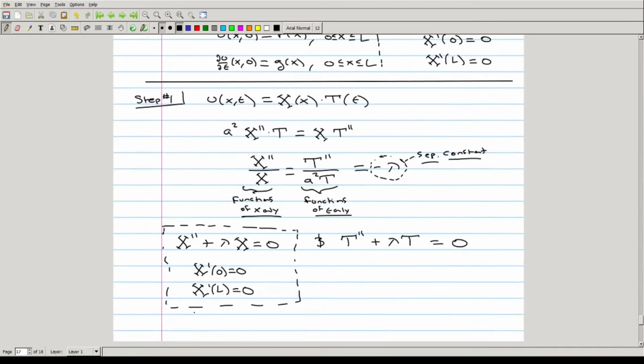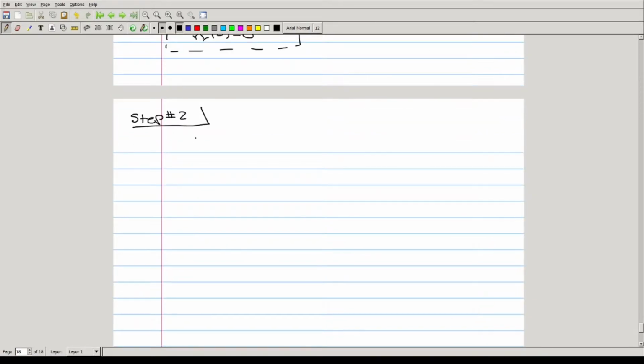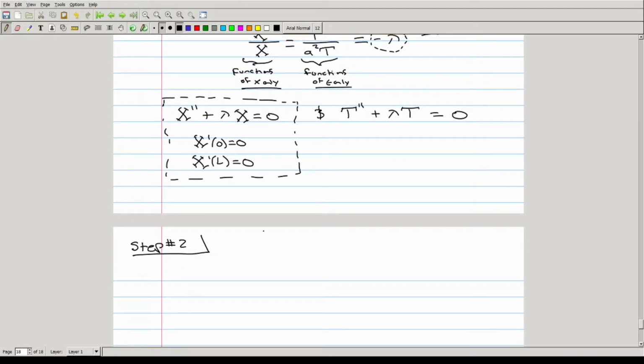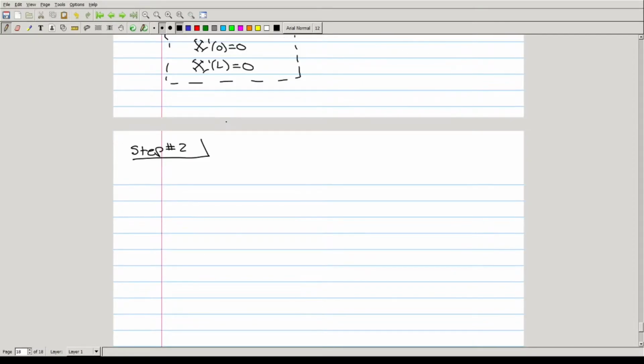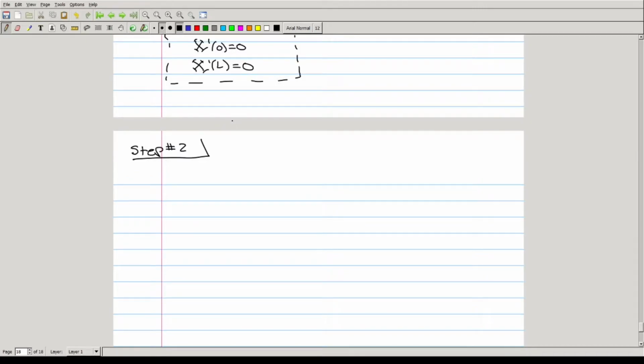So the next step, number 2, is going through and solving for x and for t. And just like before, if you analyze the various cases for the various possible values of lambda, you're going to see that the only non-redundant case is when lambda is positive, specifically when lambda is equal to some omega squared.